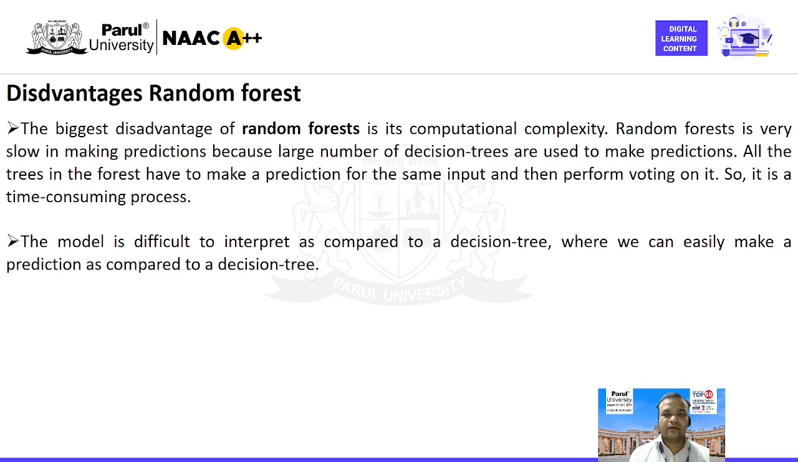Computational complexity. Why? Random forest is very slow in making predictions because a large number of decision trees are used to make the prediction. Multiple decision trees are generated, and each generates its own output. All the trees in the forest make a prediction for the same input, and then voting is performed on it. So it is a time-consuming process. This is the biggest disadvantage: computational complexity.